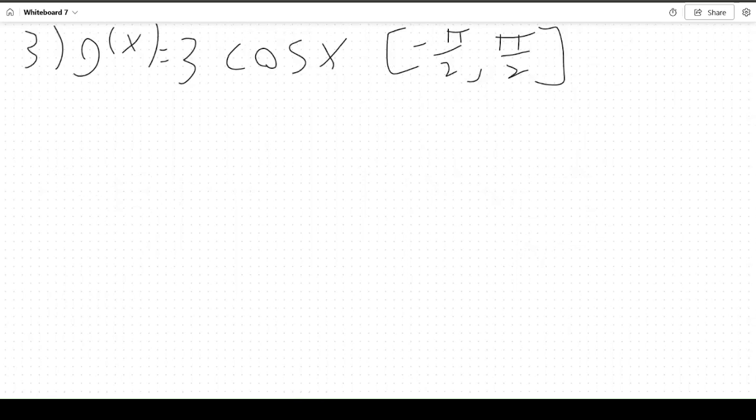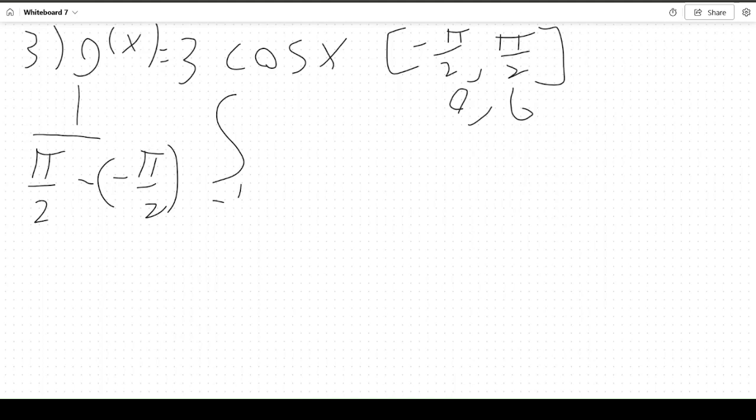So let's take a look at this question. Now we have a trigonometric function here. And basically we're doing the same thing. So let's put in our a and b values. So pi over 2 minus negative pi over 2. From the integral of negative pi over 2 to pi over 2. Put in our function. Now we need to integrate the trigonometric function.